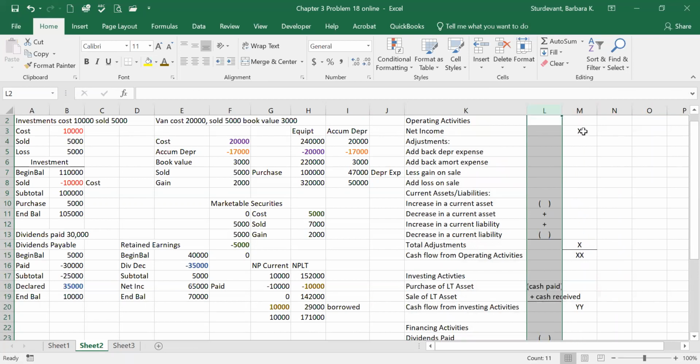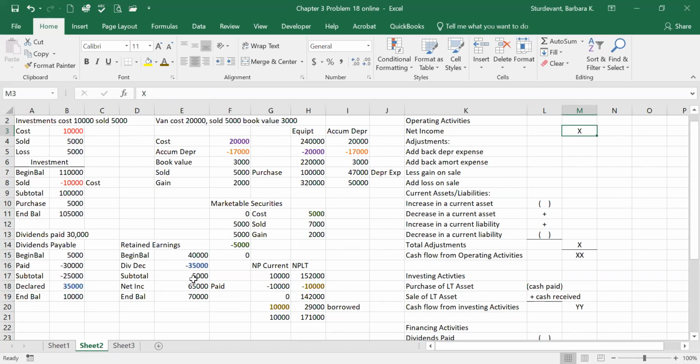Okay. All right, now I need you to help me fill in numbers here. Go ahead. 65,000. So now we're going to look at each of these changes, and now we're looking at them from a cash flow point of view.